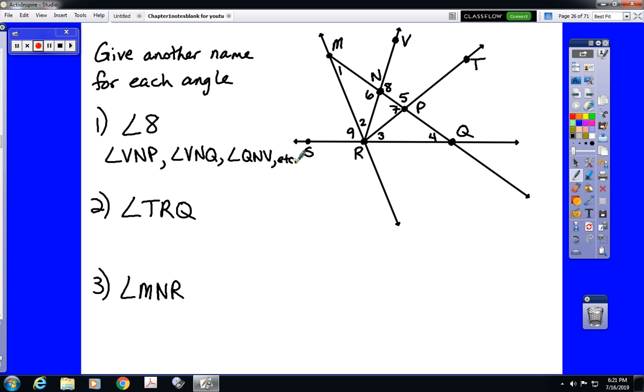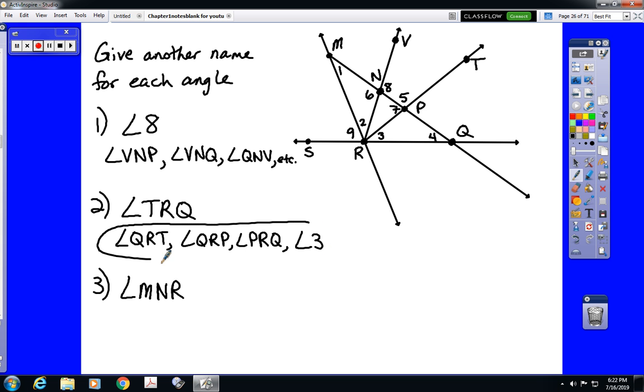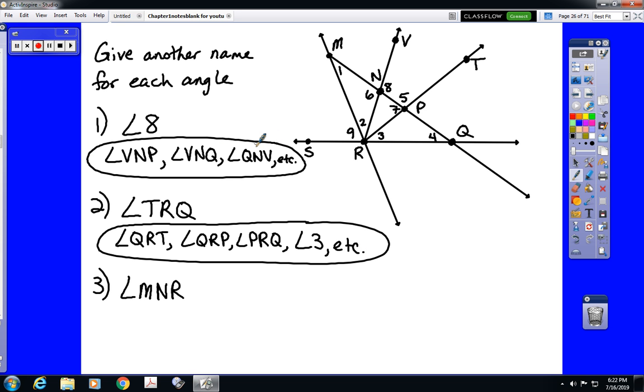For angle TRQ, there's actually a numeric shortcut answer, as well as you could simply reverse the order, so QRT. You could say angle QRP, angle PRQ. Again, there's lots of answers. Or if you notice, there's a shortcut you could call it angle 3. And again, those are just some of the answers. There are other answers you could give.